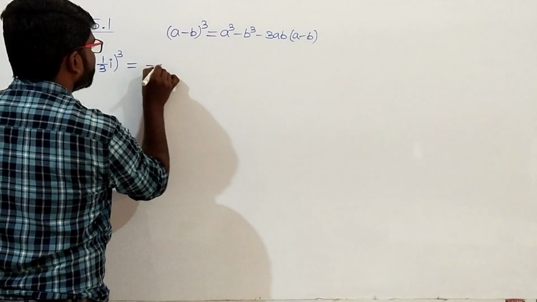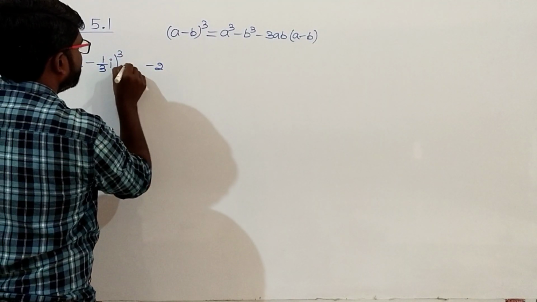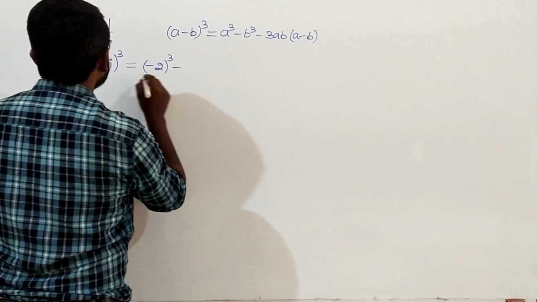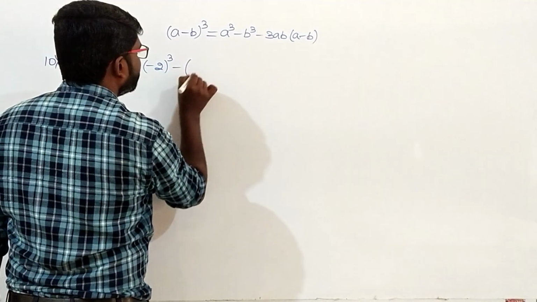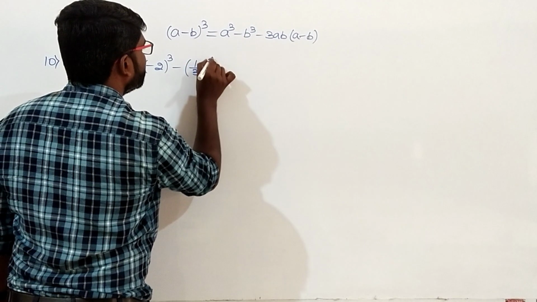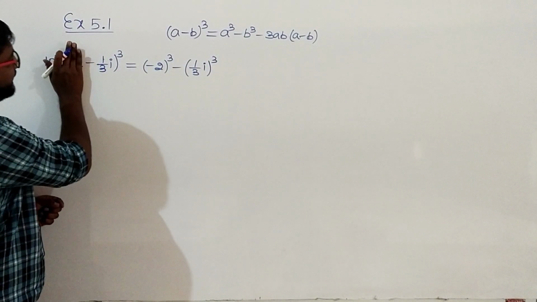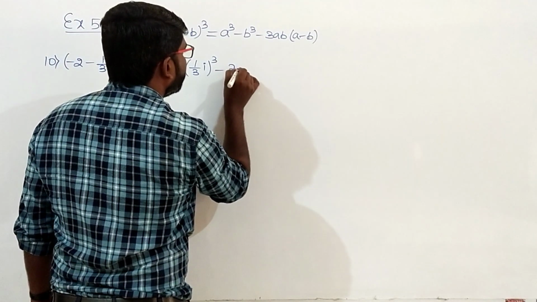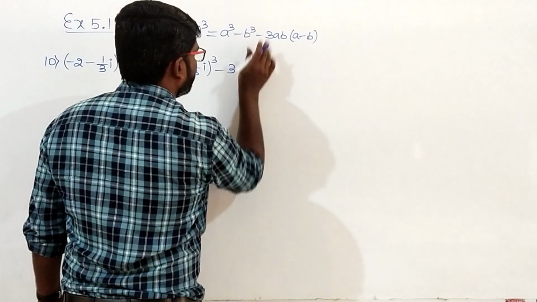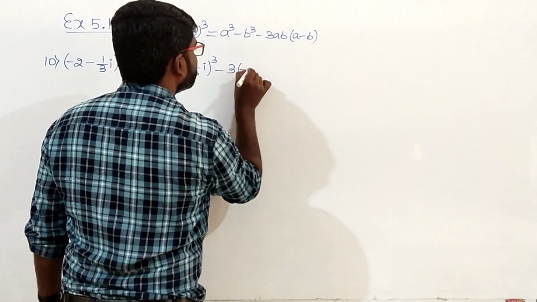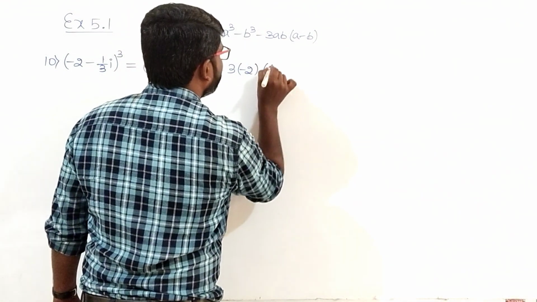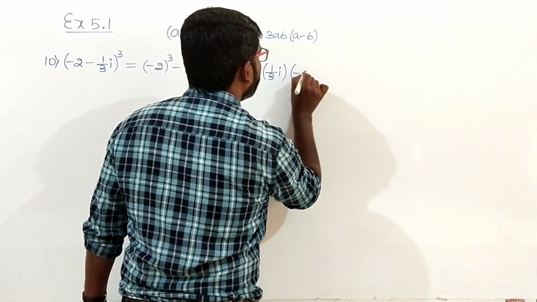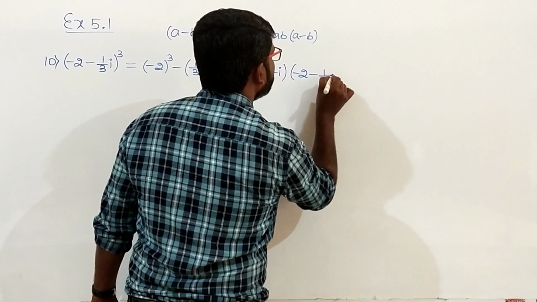Let us apply this formula now. So a cube, that is (minus 2) the whole cube. This is a cube, minus b cube, where b is 1/3 i. This is b cube. Then minus 3ab: minus 3, a is minus 2, then b is 1/3 i, then into the bracket (a minus b), that is minus 2 minus 1/3 into i.